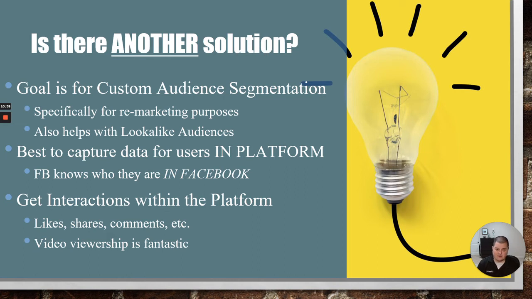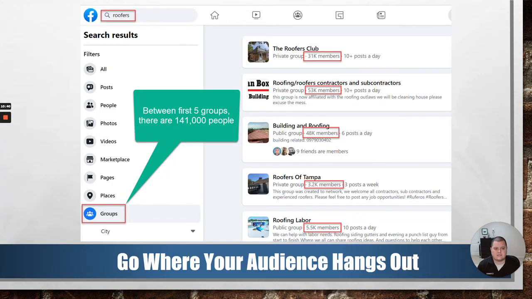So if I were to go into Facebook and search for roofers, if that's whoever you're targeting, and I click on groups down here, you see out of these first 5 examples, and by the way, there's hundreds of these groups, but just out of these, there were 141,000 people in those groups. So it's still a target-rich environment if you can get into these groups where your audience is hanging out. This works for business to business and business to consumer. You just have to find relevant groups that your custom audience would benefit from.